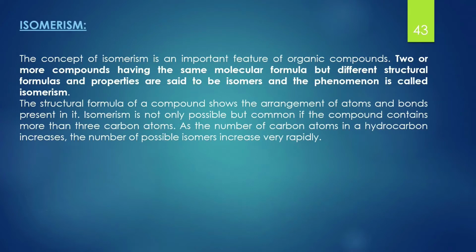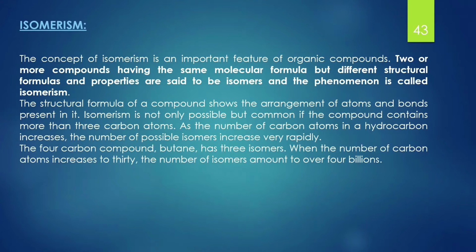The structural formula of a compound shows the arrangement of atoms and bonds present in it. Isomerism is not only possible but common if the compound contains more than 3 carbon atoms. As the number of carbon atoms in a hydrocarbon increases, the number of possible isomers increases very rapidly. The 4-carbon compound butane has 3 isomers. When the number of carbon atoms increases to 30, the number of isomers amounts to over 4 billion.